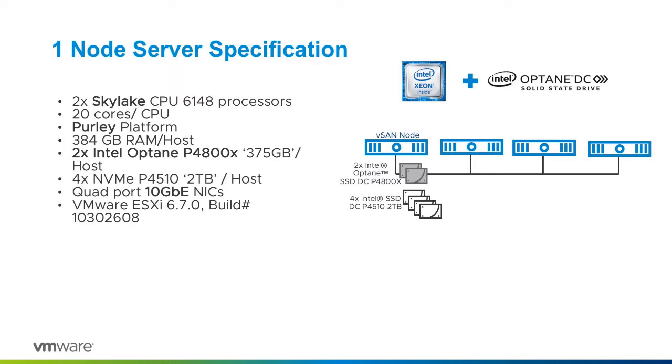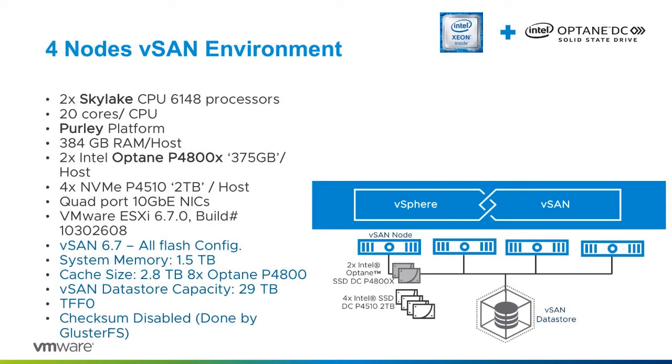And each server runs ESXi 6.7 version, which is the up-to-date release by VMware. For the vSAN environment, we have created one vSAN data store from these 4 servers, and it's vSAN 6.7 in all-flash configuration. And the system memory is actually the aggregate memory, and the aggregate cache and storage capacity of these 4 servers. We have FTT=0 for the fault tolerance, and we have disabled the checksum because the checksum is already done by Gluster file system. So there is no need to have dual checksum also by the vSAN data store.